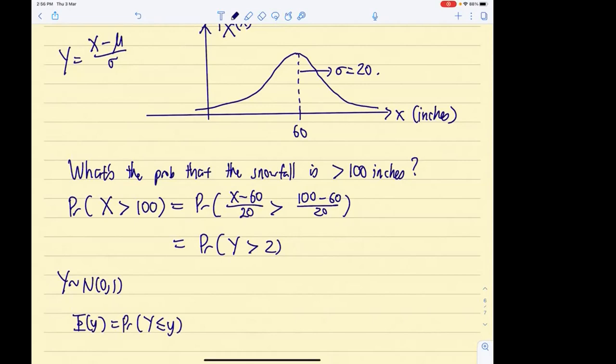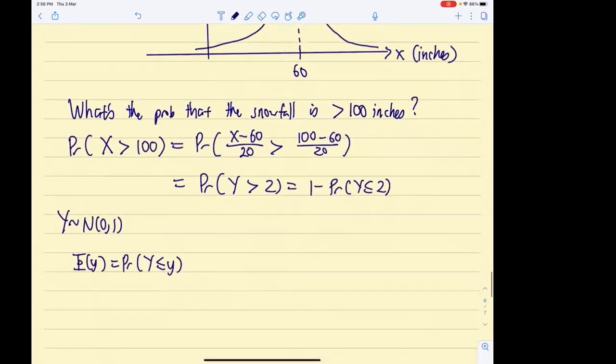Then what do we do? We have a table of values for phi, which is the probability Y less than or equal to y, but we want Y bigger than 2. What is a way to massage this? Yes, 1 minus the probability Y less than or equal to 2. That's one way. Why?